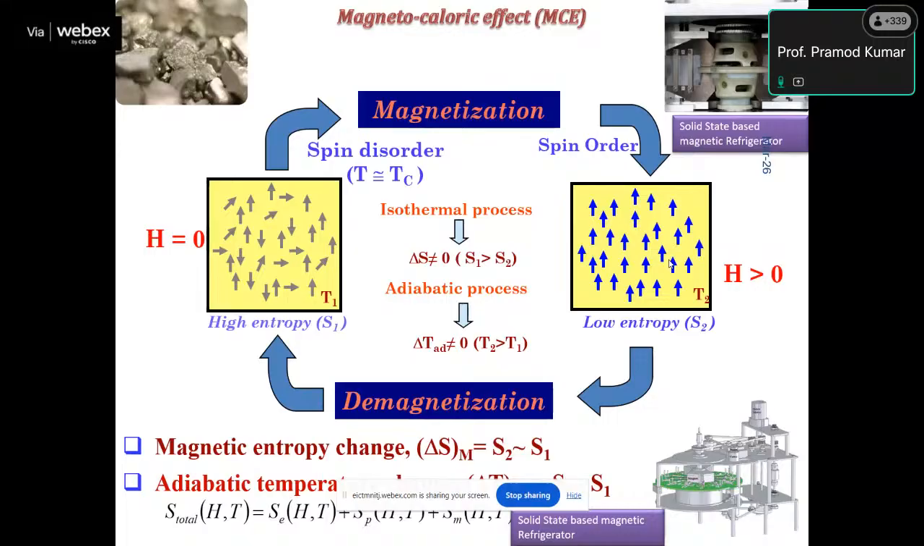So in those cases, the total entropy of the system is always constant. This is the major difference. In the adiabatic region, the total entropy of the system is always constant. But in an isothermal process, the total entropy of the system will never be constant, there is entropy change. Here, the total entropy of the system is always constant.